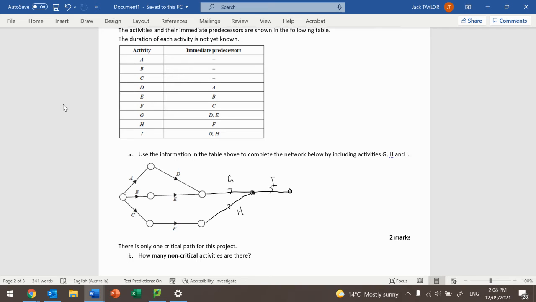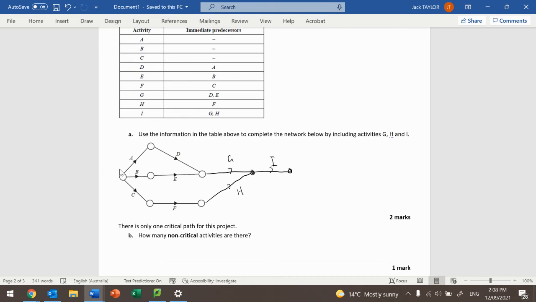All right, there is only one critical path for this project. How many non-critical activities are there? All right, so looking at this network, we have 9 activities in total, A to I. Now, we don't know where the critical path is yet. It can either be A, D, G, I, B, E, G, I, or C, F, H, I. It could be any of those.